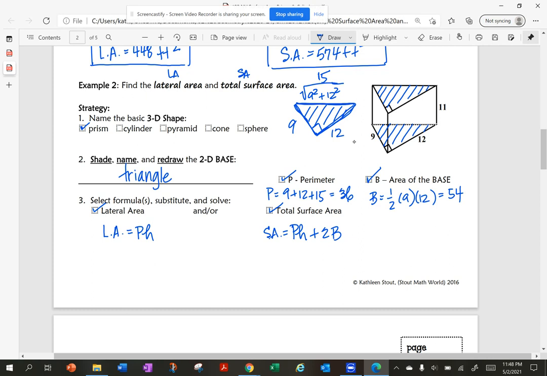So my lateral area is P, which is 36. My height from base to base is 11. So my lateral area is 396 units squared.